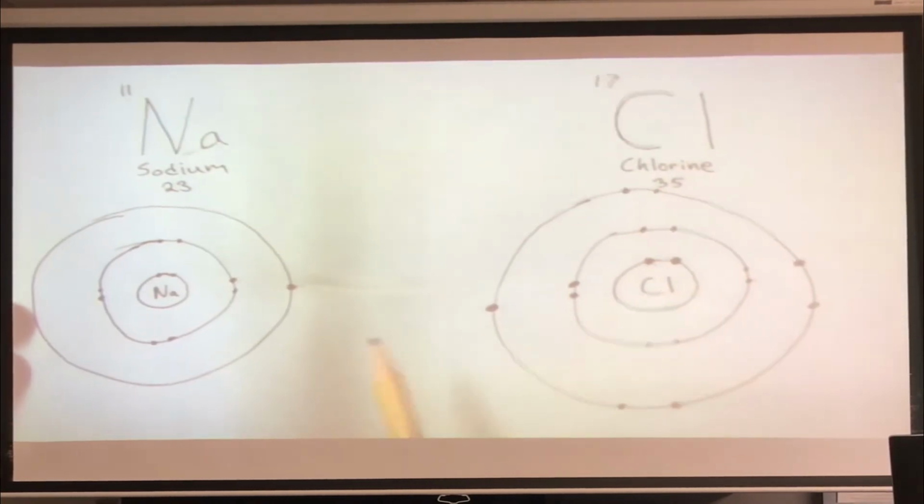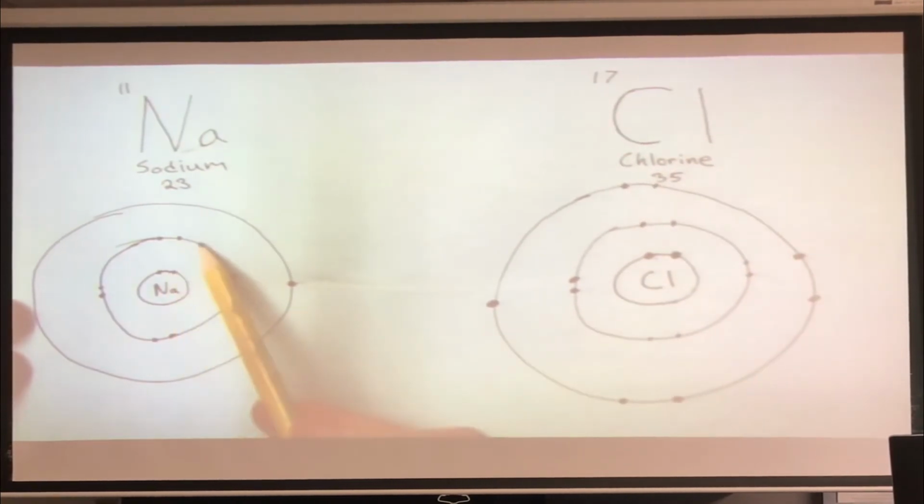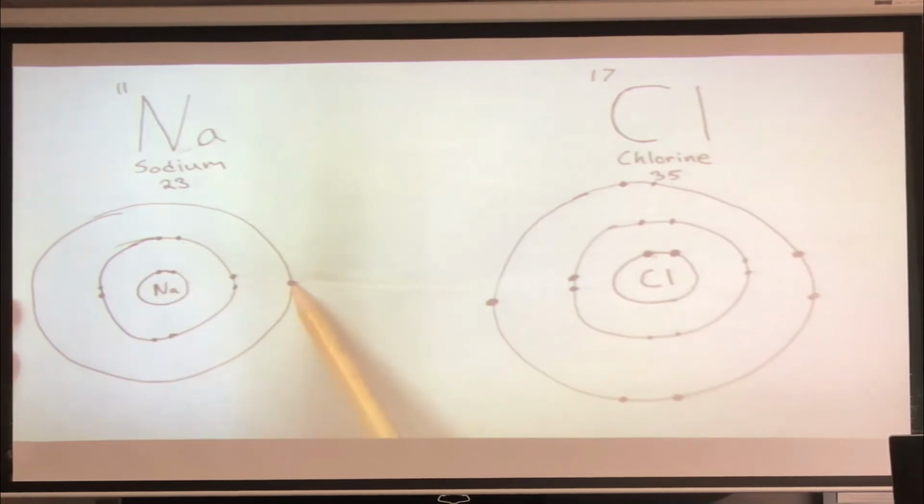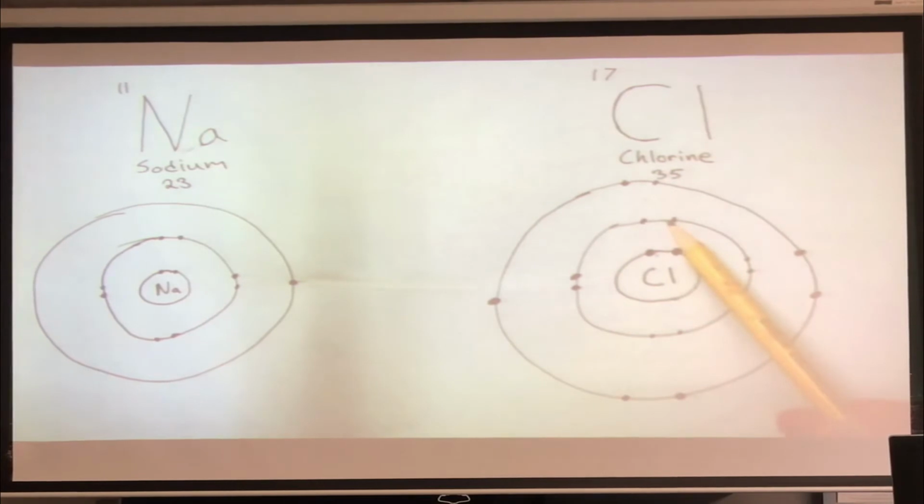So here's what the shells would look like. You got sodium with its 11 electrons, 2 in the first shell, 8 in the second, 1 left over, and then chlorine is 17 electrons. We know this from the atomic number. And so 2, 8, and then 7 in its outer shell, which is its valence shell. Now you may say to yourself, oh, I remember, atoms want to be stable. What does stable look like? Stable means it has a full 8 electrons in its outer shell.